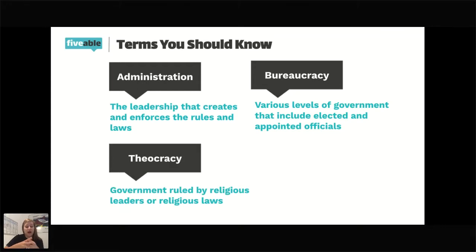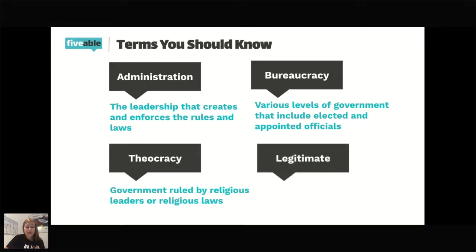And so in a theocracy, we may have religious leaders that are our government leaders. In a theocracy, we may be using religious law as our government's law, kind of the law of the land. And so it's completely intertwined. Religion and government are one and the same. There's no difference between them.